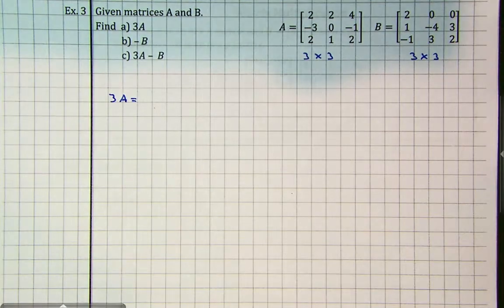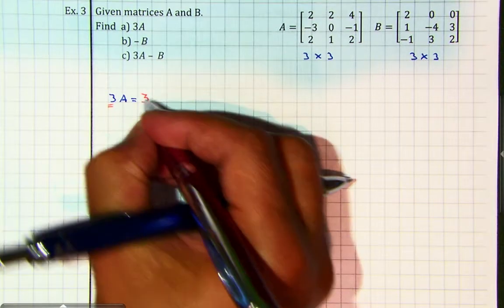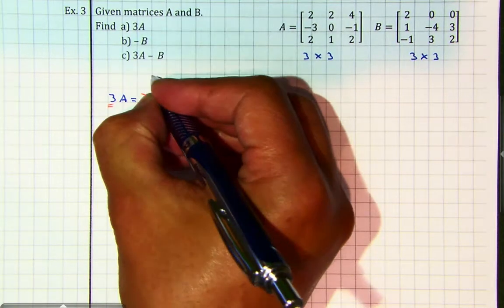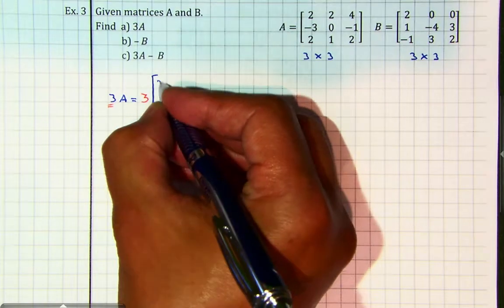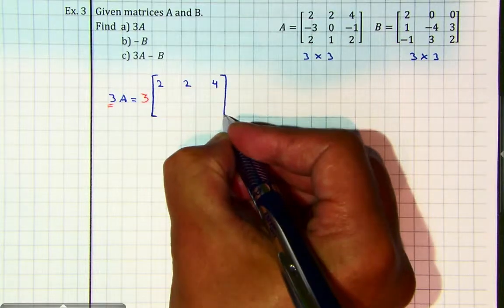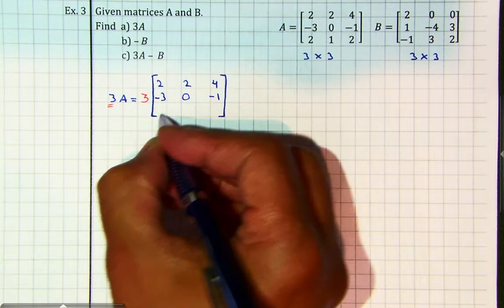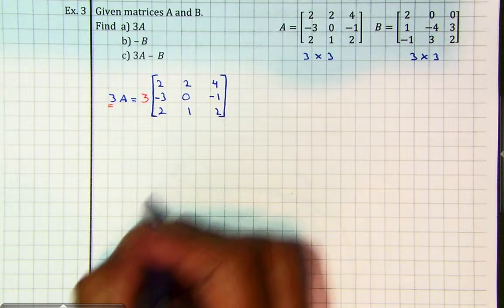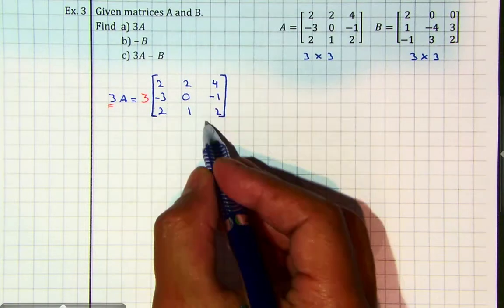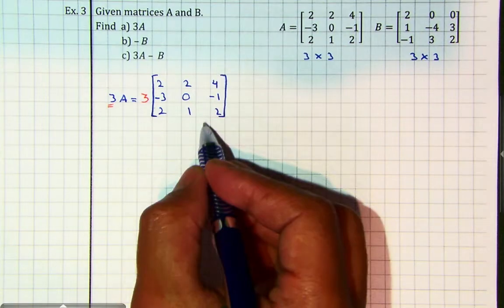So we can multiply a matrix by a scalar. In this case it will be 3. And let's go and write down the matrix A, 3 rows. So it will be 2, 2, and 4, -3, 0, and -1, 2, 1, and 2. And notice that I leave an empty column because as we go through the next few sections, this will be very useful to be able to just read them very quickly.